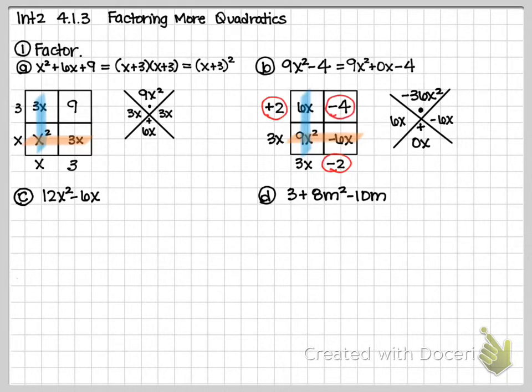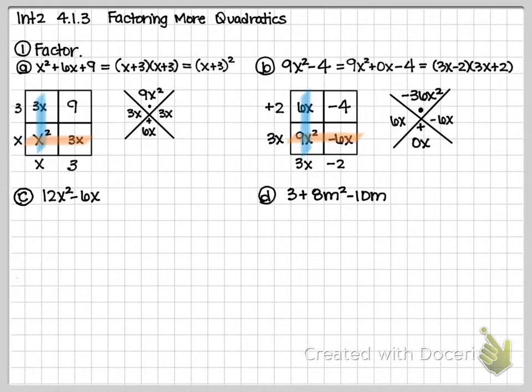And then do a quick check and make sure that your positive 2 and negative 2 do work with the negative 4, okay, which they do. All right, so I think we've got our factorization. It looks like we have a 3x minus 2 and a 3x plus 2. We can't rewrite them as squared because they're not identical to each other.